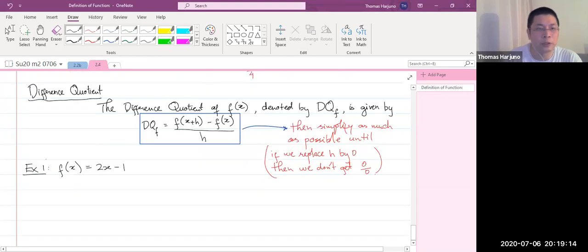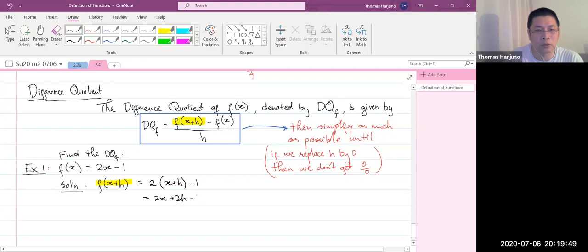Find the difference quotient. So find the difference quotient of the function. Then, solution. Let me find f(x plus h) first. This part here. Okay, let's get that one first. That is 2 times (x plus h) minus 1. That is 2x plus 2h minus 1.